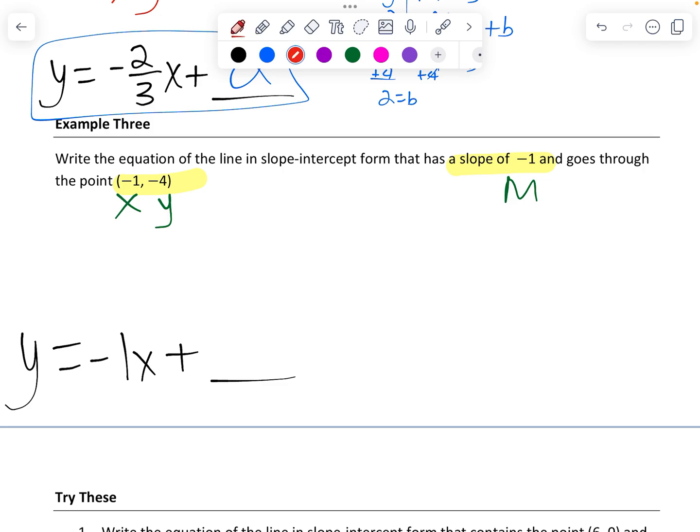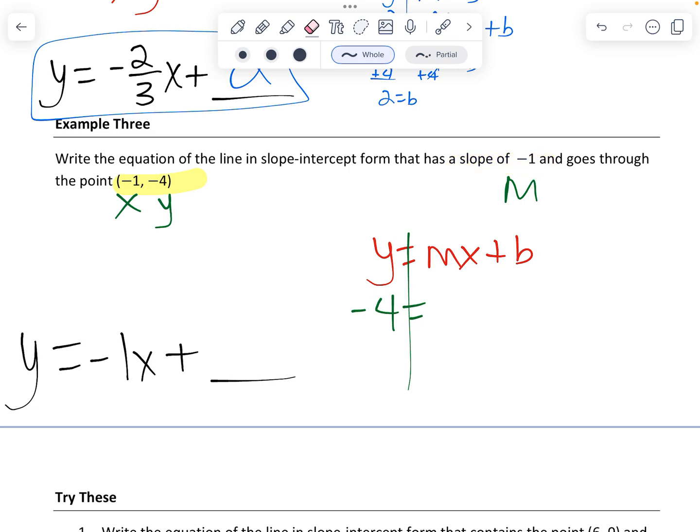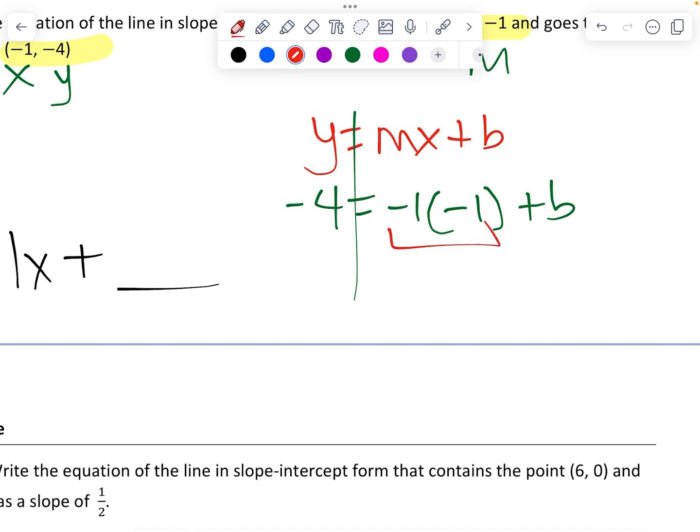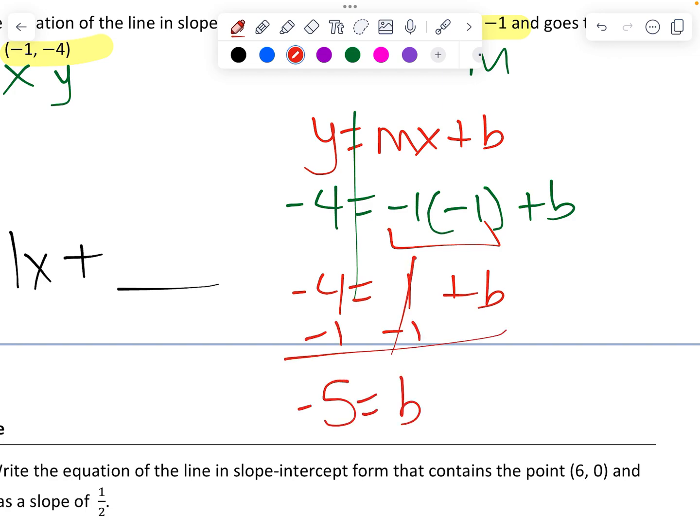So to find my b value, I'm taking y equals mx plus b, and now I'm going to replace all of my pieces. Instead of y, I'm putting in -4. Instead of m, I'm putting in -1. X, -1 plus b. So I'm getting those three numbers from the problem. So then to solve, I'm going to multiply my -1 and -1 together to get 1 plus b, subtract 1 on both sides, and get b equals -5.